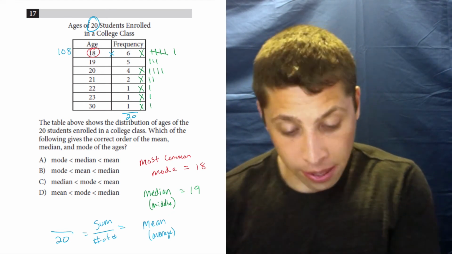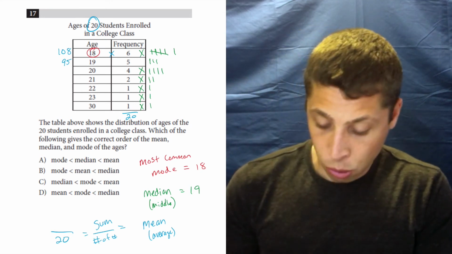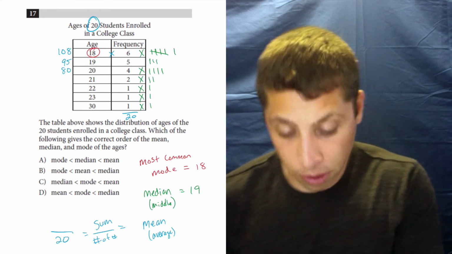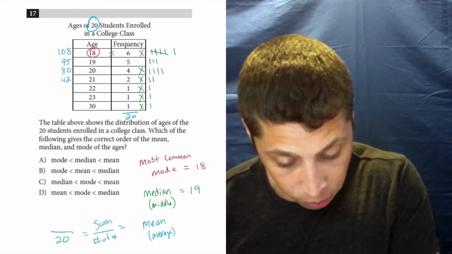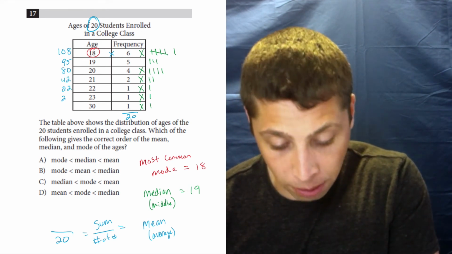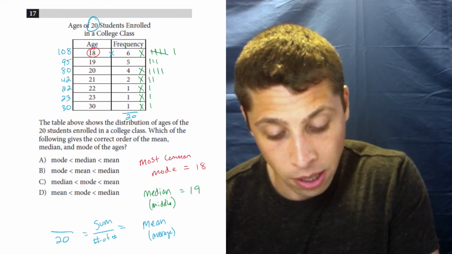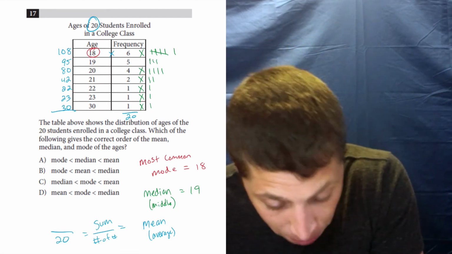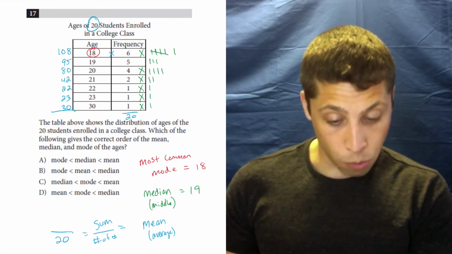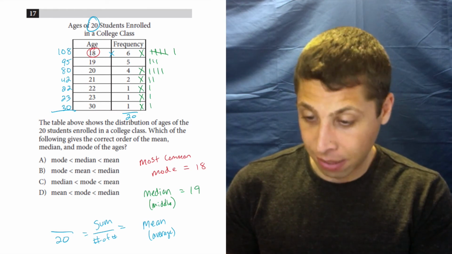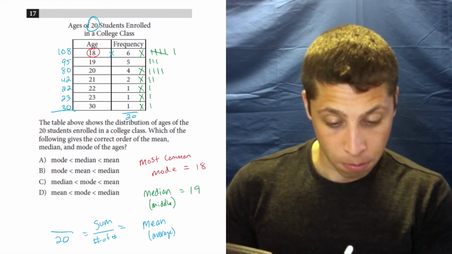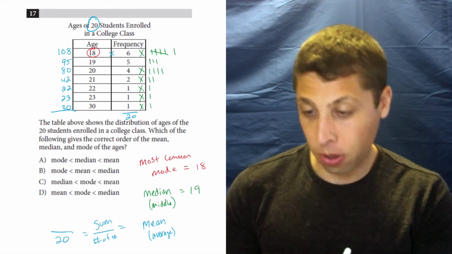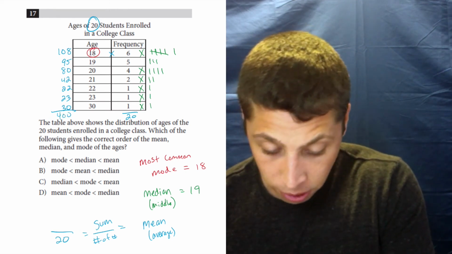19 times 5 is 95. 20 times 4 is 80. 21 times 2 is 42. And then 22 times 1 is 22. 23 times 1 is 23. 30 times 1 is 30. And now I've gotten all those little mini sums, I get a big sum of all those numbers. So 108 plus 95 plus 80 plus 42 plus 22 plus 23 plus 30 is 400.